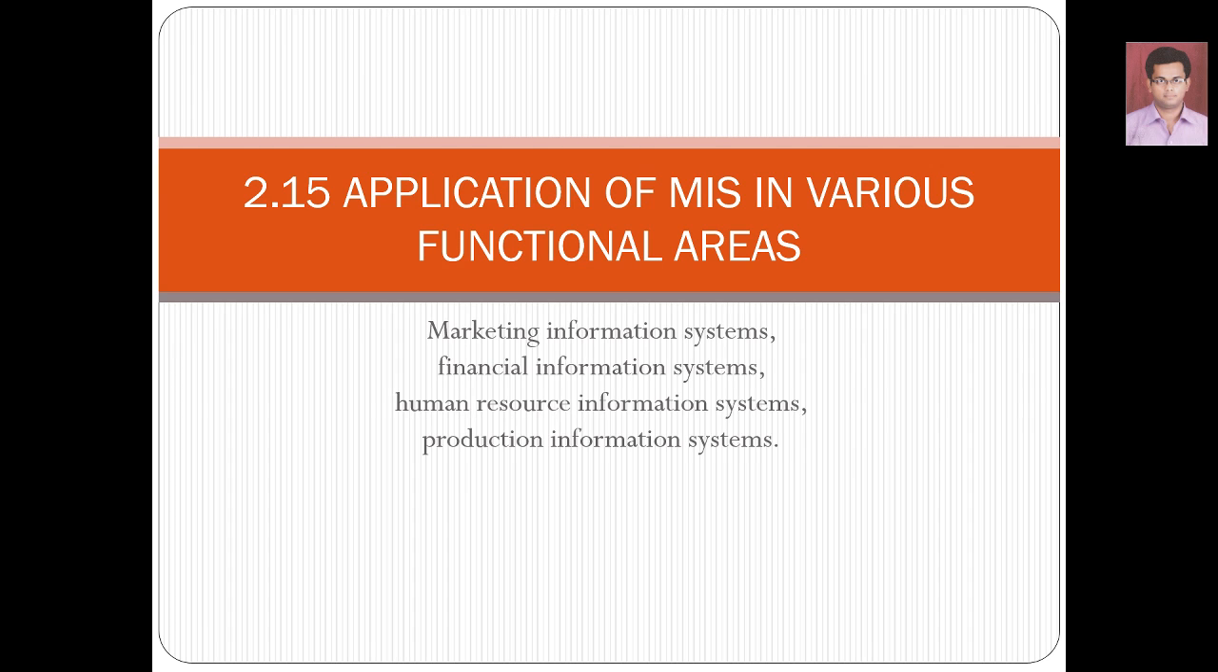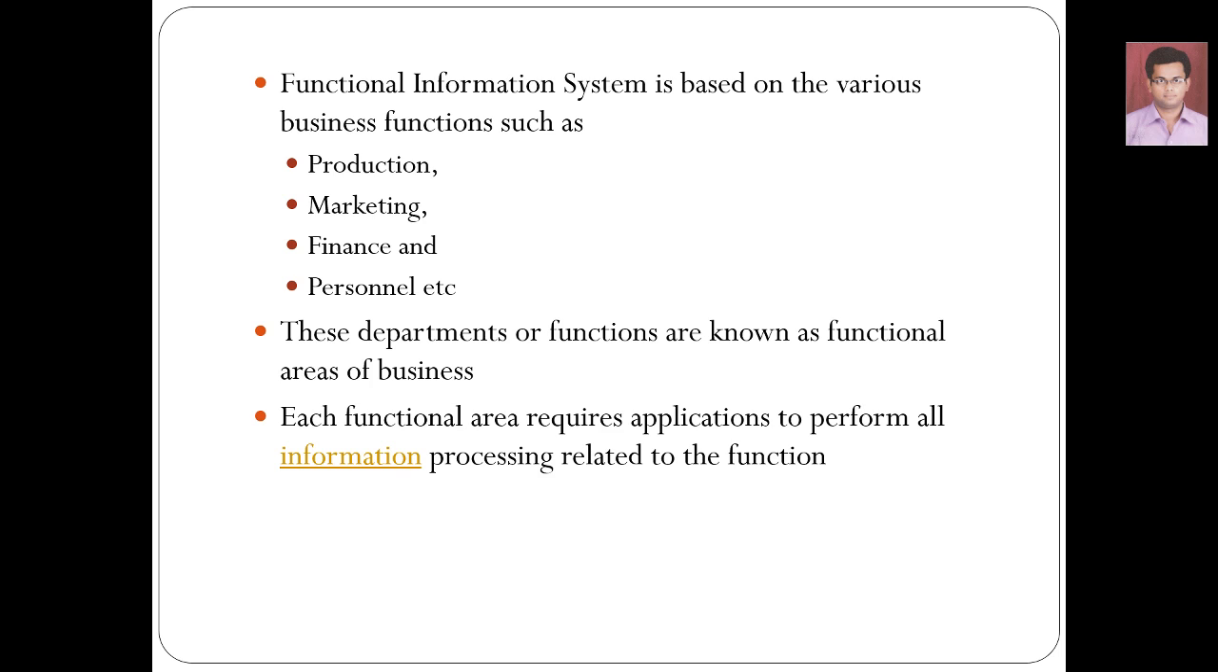The last point of chapter number 2 is applications of MIS in various functional areas. These functional areas are marketing information systems, financial information systems, human resource information systems, and production information systems. Functional information system is based on various business functions such as production, marketing, finance, and personnel, etc. These departments or functions are known as functional areas of business. Each functional area requires applications to perform all information processing related to the function.